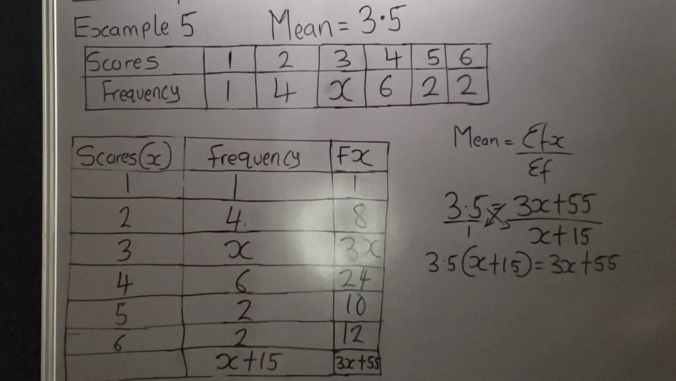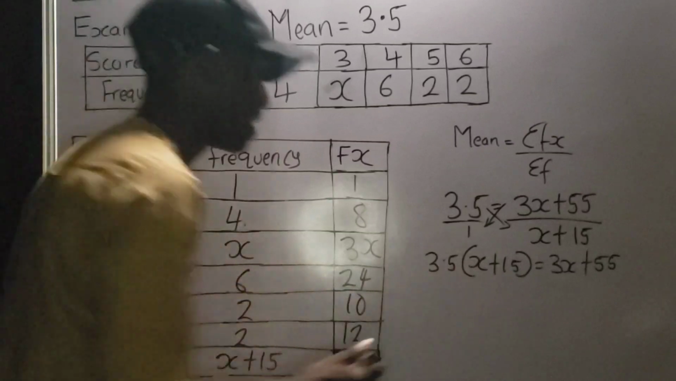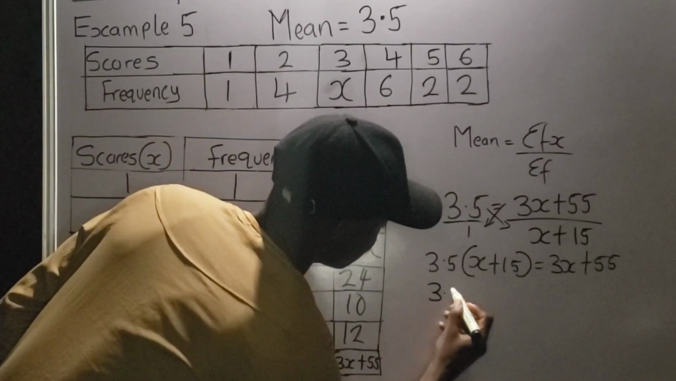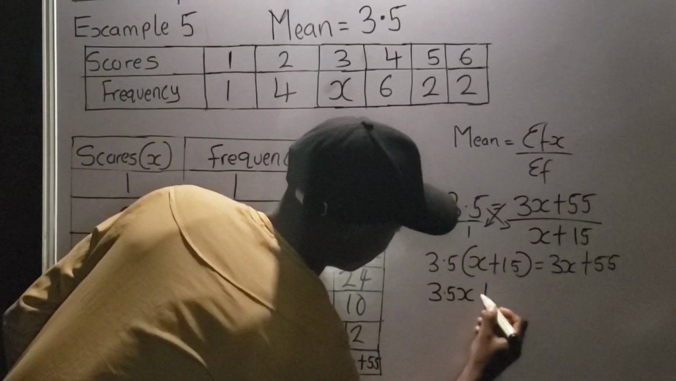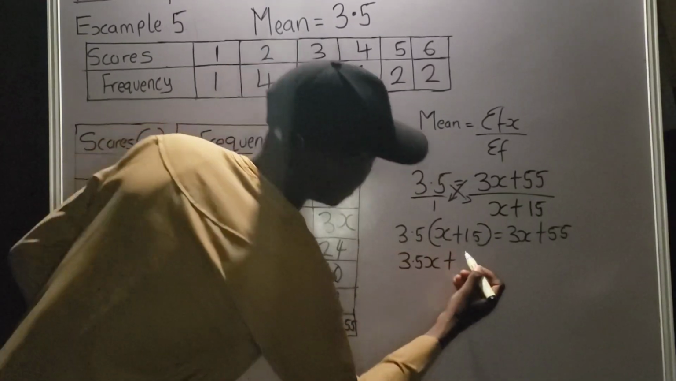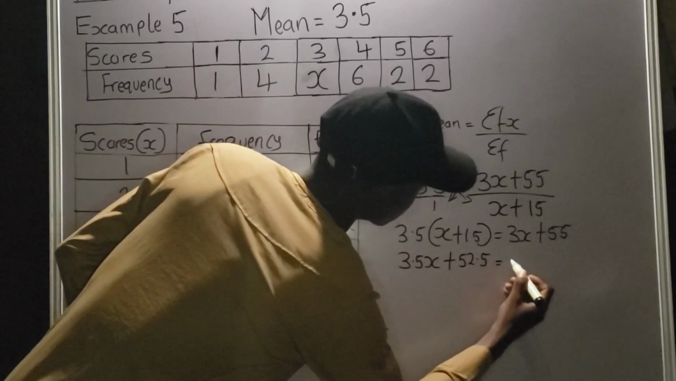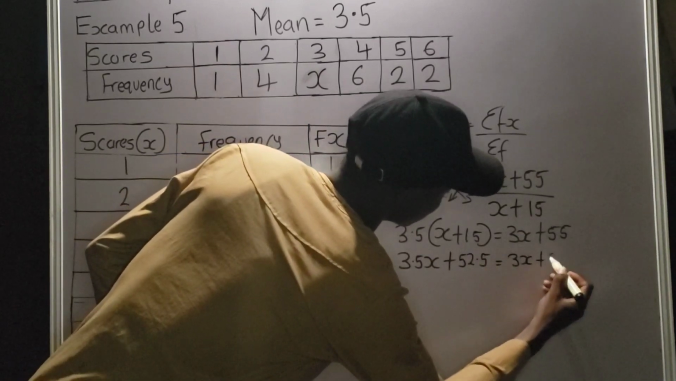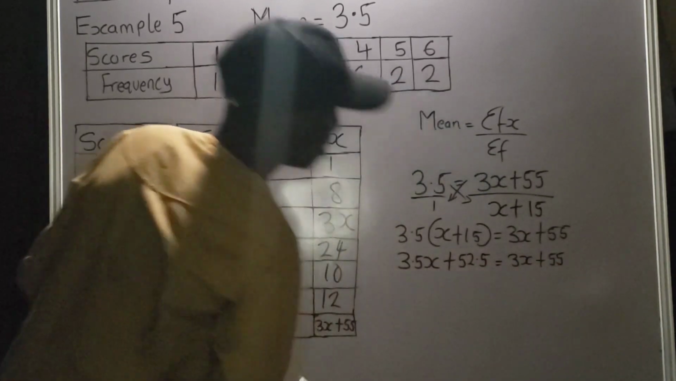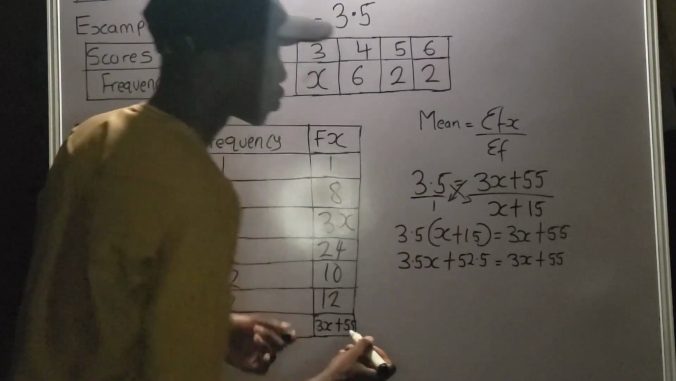So now let us proceed. Multiply 3.5 by x, that is 3.5x, plus 3.5 multiplied by 15, that is 52.5, is equal to 3x plus 55. Do you understand? So now, the next step is that we are going to collect like terms.